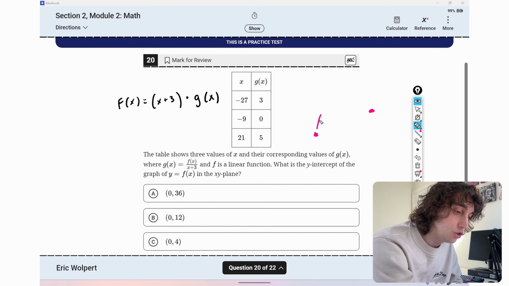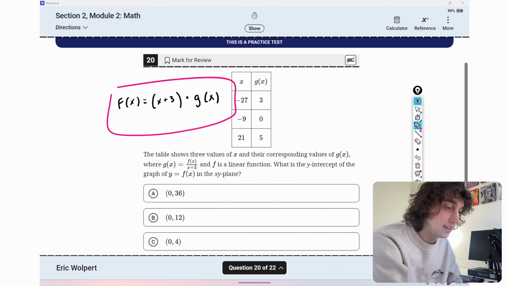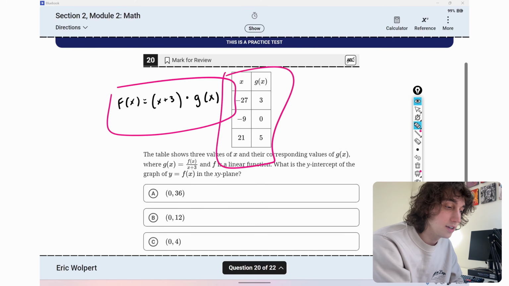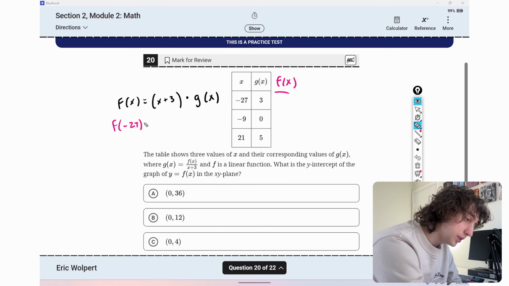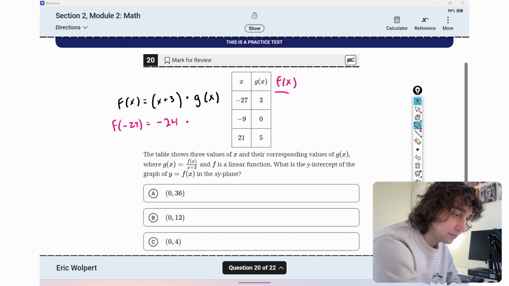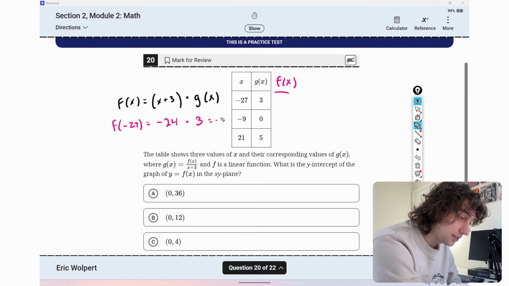So really, we just need 2 points that we know are on f of x. And we have an equation and a table that we can combine to figure out what those 2 points are. So let's start with the first row for x equals negative 27. F of negative 27 is negative 27 plus 3, that's negative 24, times g of negative 27, which is right here in the table, 3. So that gives us negative 72.